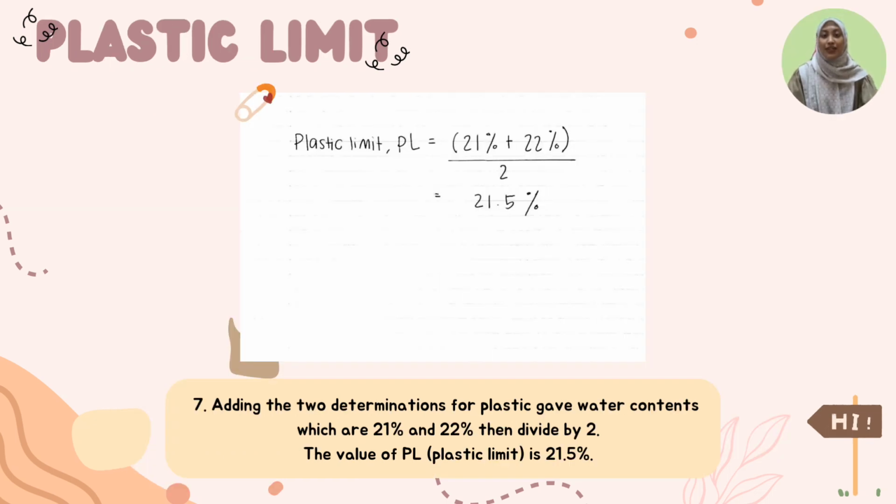For plastic limit value, you can use this formula to get the correct answer. By adding the two determinations for plastic limit water contents, which are 21% and 22%, then we divide by 2. You will get 21.5% for the plastic limit value.